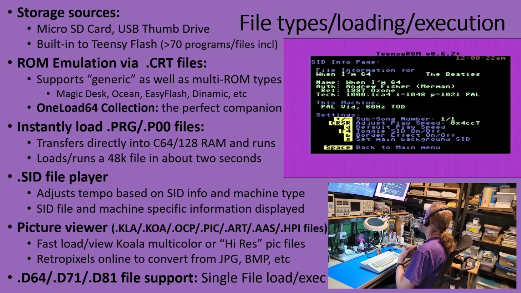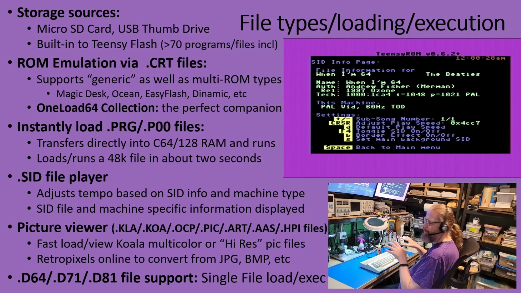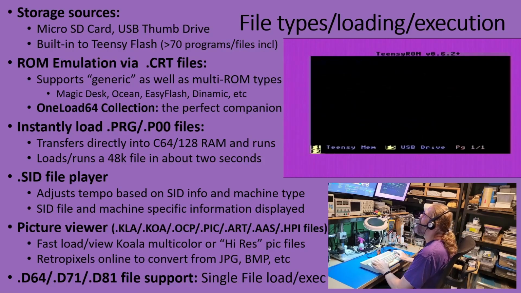As you can see, there's a summary screen shown here with information out of the header of the SID file itself, as well as information regarding this machine that it's playing on, whether it's PAL or NTSC. And it therefore adjusts the song playback speed depending on what kind of machine it is. As you can see, you can also select a sub-song number and adjust the speed on the fly if you want to fine-tune or play around with accelerated SID files.